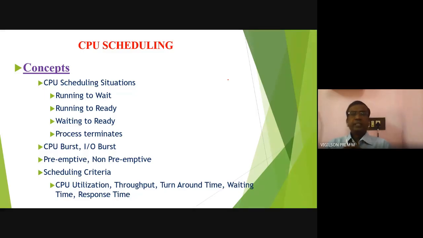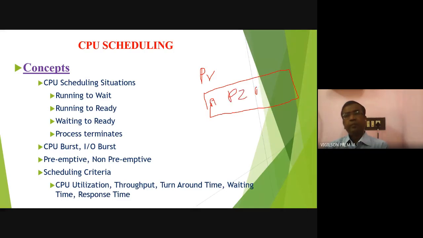Our topic is CPU scheduling. Already we discussed this word called scheduling. So when we use the word scheduling, one processor is there, and more number of processes are there: P1, P2, P3, P4, like that. So many processes are there, up to Pn. Only one CPU is there.